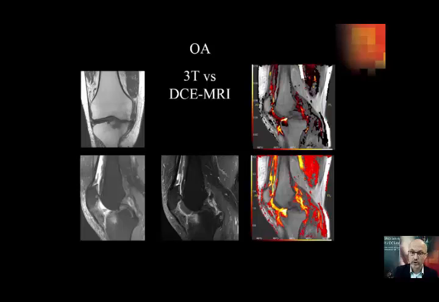And what you notice is that there's a very big perfusion in the subchondral bone area, as well as a very high perfusion in part of the infrapatellar fat pad.